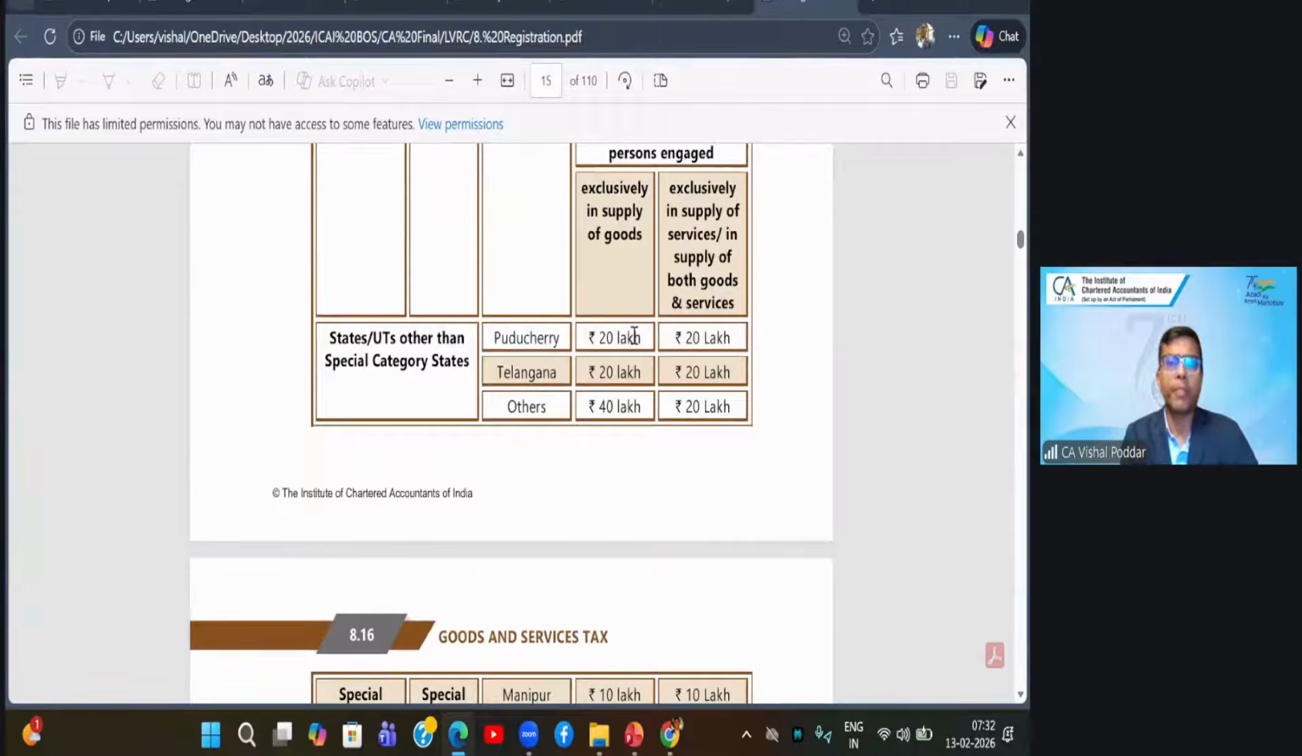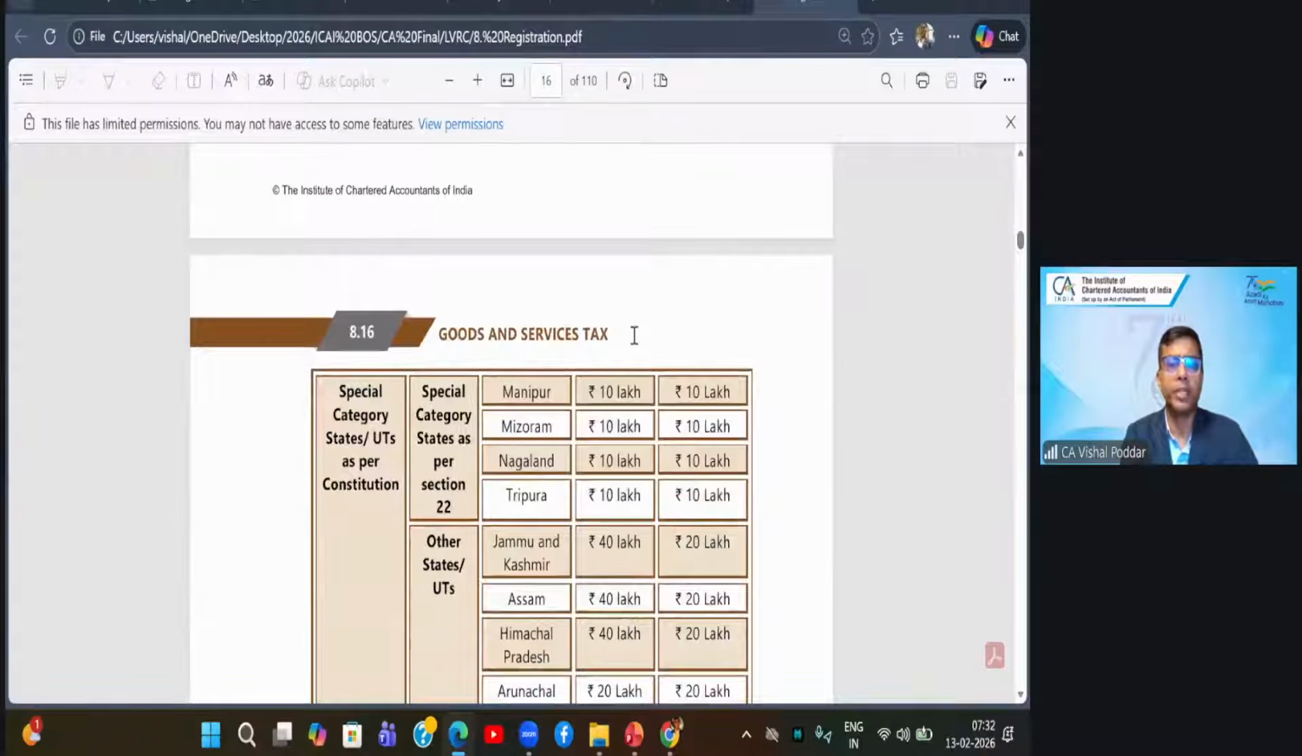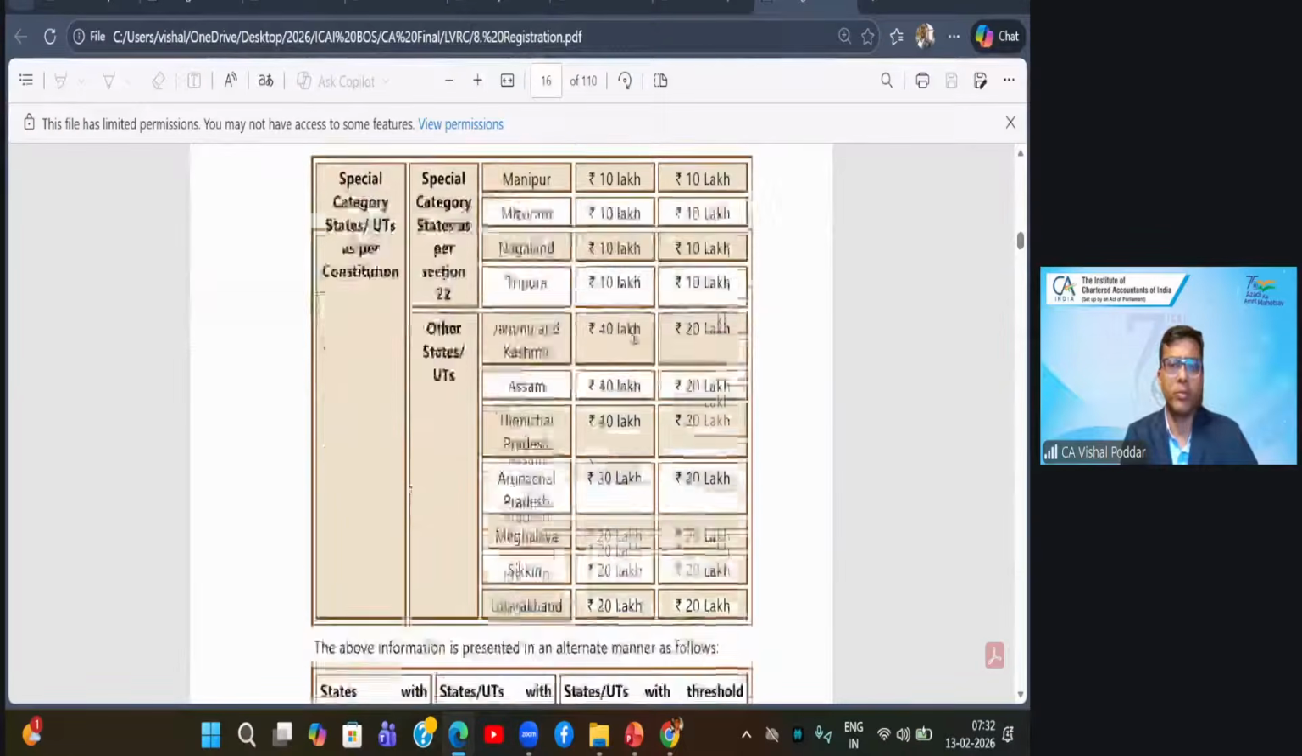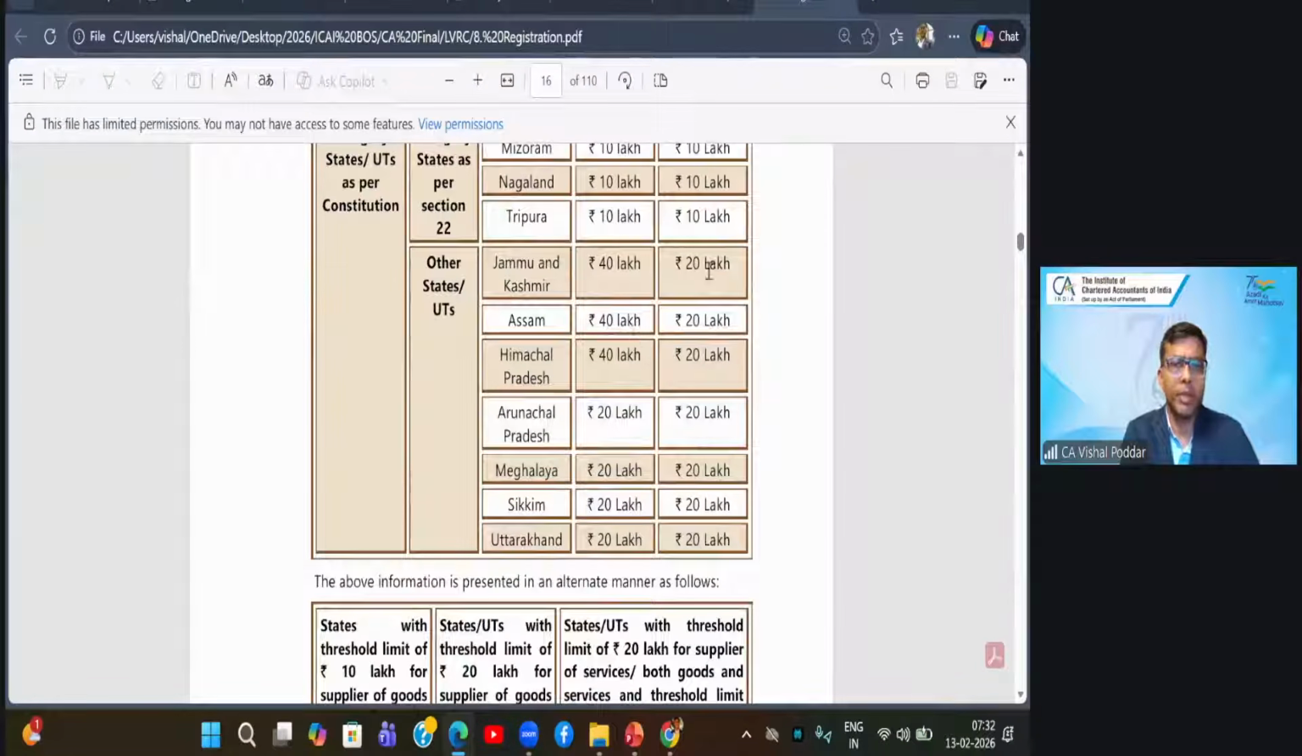Now, within the special category states, as you can see, some have opted for lower, some have opted for higher. Higher means the regular one. Firstly, let me tell you what the regular one is. The regular limit is: if you are engaged in supply of services as well, then it is 20 lakhs. When I say as well, it may be only services or it may be goods plus services. But once there is a service, the limit that has to be checked is 20 lakhs.